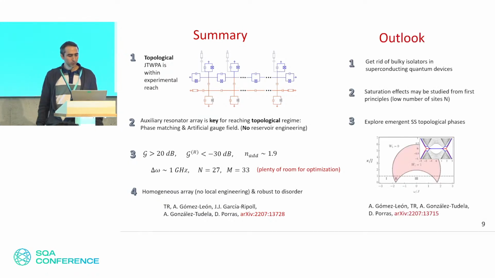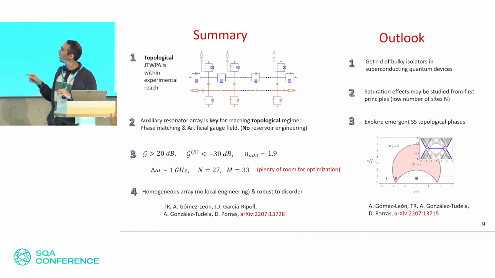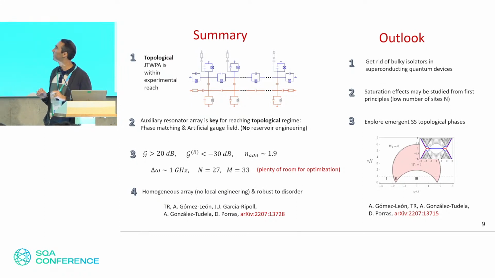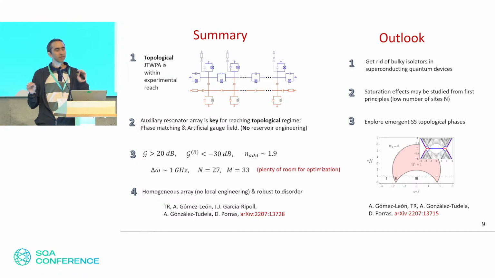And in the outlook, I just want to emphasize the third point, which is that this system is not only interesting from the point of view of applications, but also can be interesting to observe new dissipative steady-state topological phases of matter. And this is what we also study here in this other reference. It's on the arXiv, where we show different topological phase diagrams that you can see with different winding numbers and that depend on the parameters.